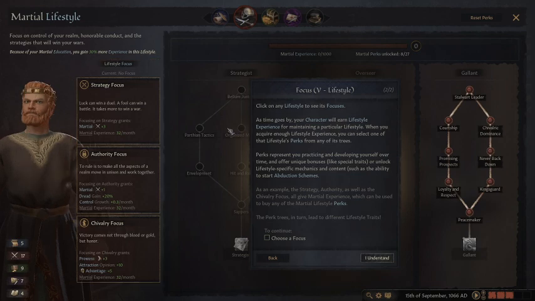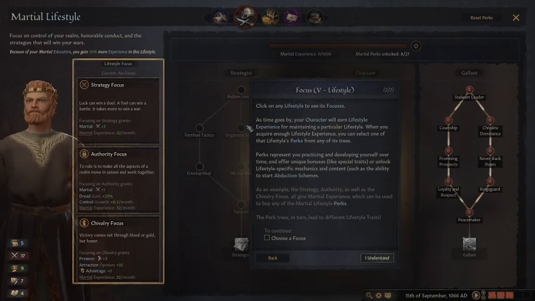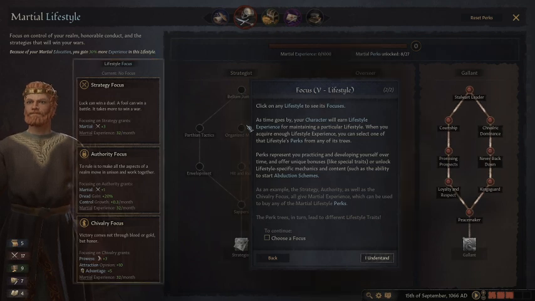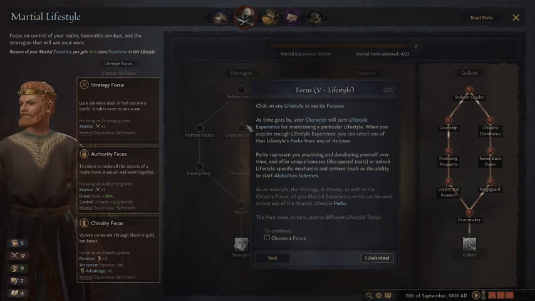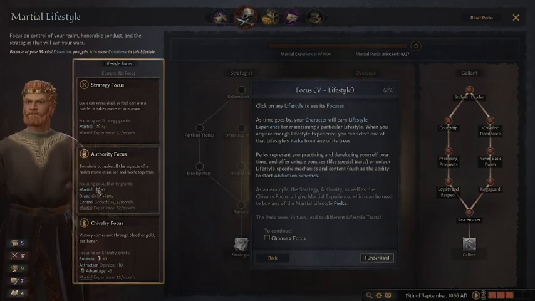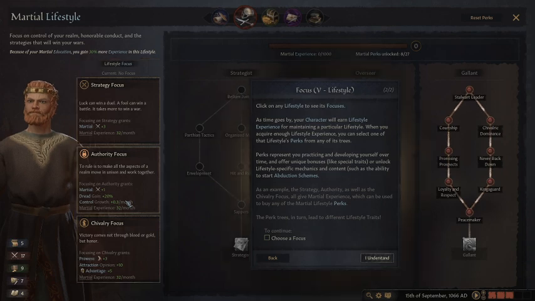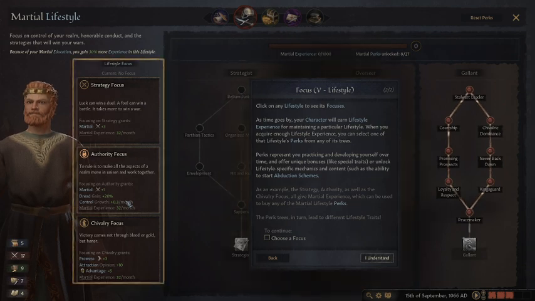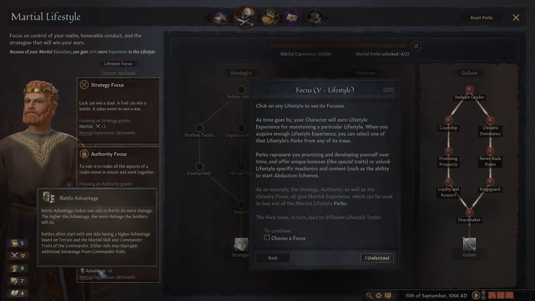But here are the focuses: strategy focus, authority focus, and chivalry focus. We can get strategy focus for martial plus 3 and 32 martial experience a month. Authority focus gives plus 1 martial, plus 20% dread, and control growth plus 0.3, and martial experience 32 a month. Chivalry focus gives us plus 3 prowess, plus 10 attraction opinion, plus 5 newborn battle advantage.